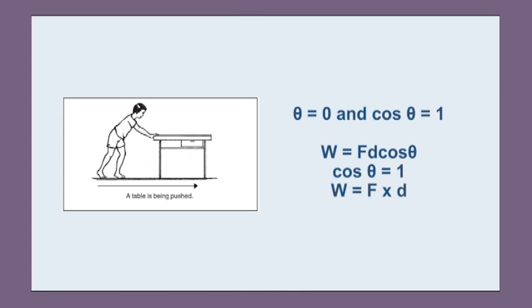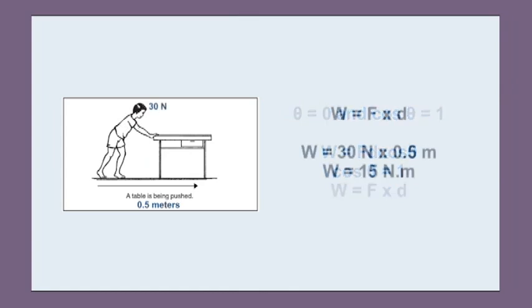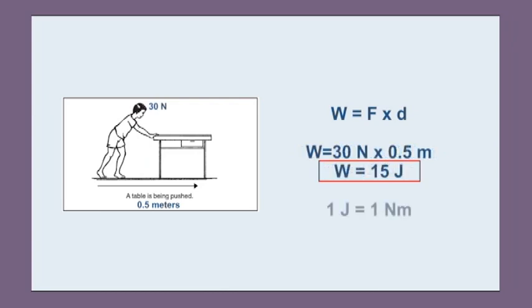To illustrate, the table in the picture was pushed a distance of 0.5 meter by a force of 30 newtons exerted by the man. The work done on the table is 30 newtons times 0.5 meter, which is equal to 15 newton meters. Work is measured in newton meters. A special name is given to this unit, the joule. 1 joule is equal to 1 newton meter.